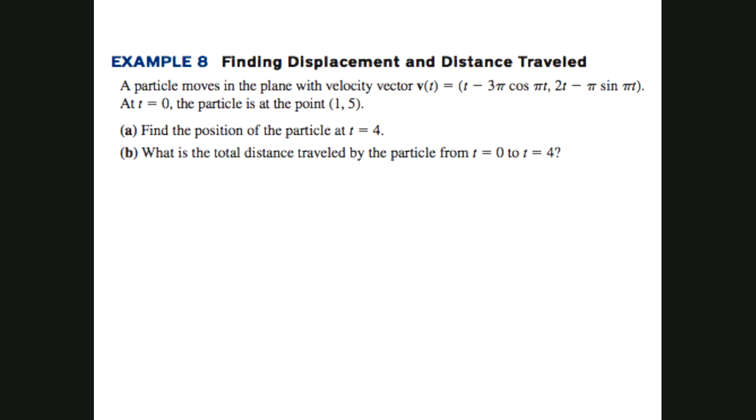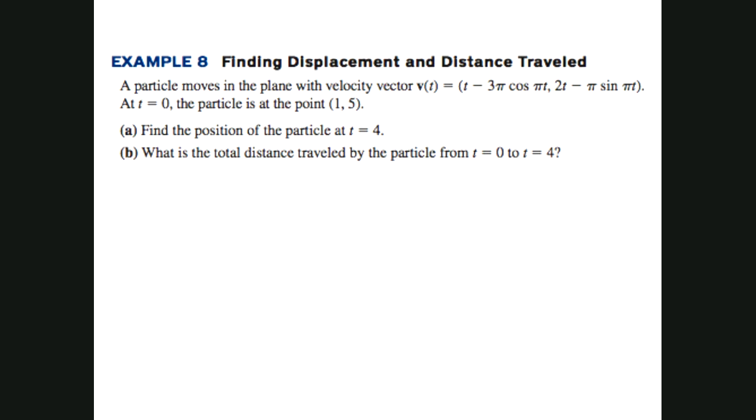All right, let's take a look at this. What did you get? It says find the position of the particle at t is equal to 4. What did you get for that answer? I wasn't able to solve A, but I did figure out B. And what did you get for B? Oh, you didn't solve A. 40. No.